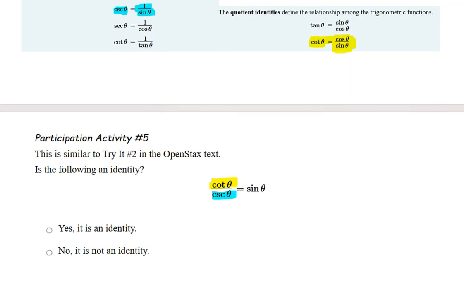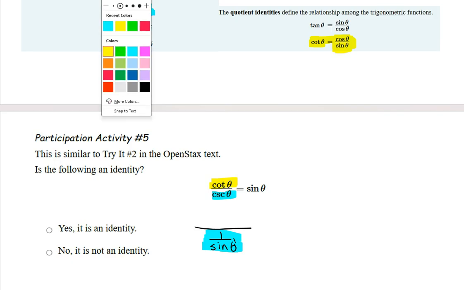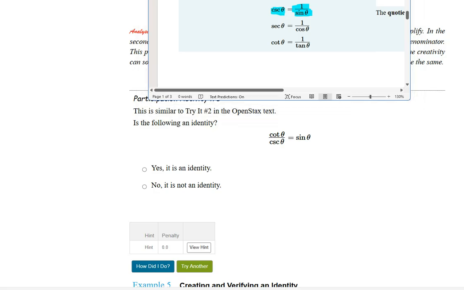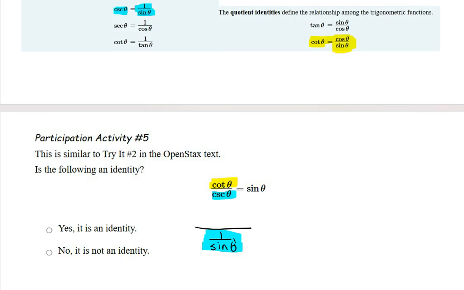Okay, so my denominator here is going to become, instead of cosecant, 1 over sine of theta. And then my numerator, instead of cotangent, is going to be cosine of theta over sine of theta. Sometimes my computer just does things.